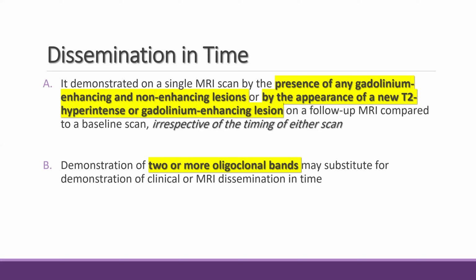The other dissemination in time criterion that's helpful is the presence of oligoclonal bands in the CSF. So we do an LP, send for oligoclonal bands, and it comes back positive.